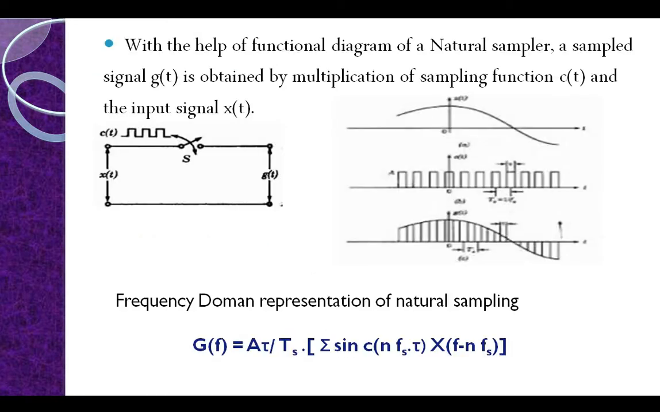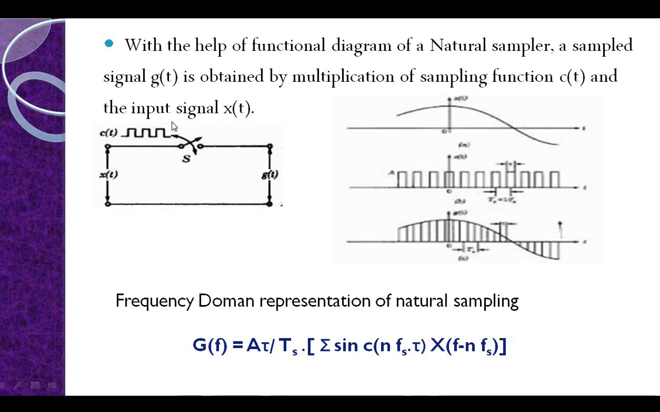With the help of this functional diagram, we will see how natural sampling is actually done. Remember these figures, they are very important. This circuit is used to produce your natural sampling. What is the first signal that you are giving? X of t, which is nothing but your message signal M of t, is applied to a switching circuit, which is controlled by a sampling signal.